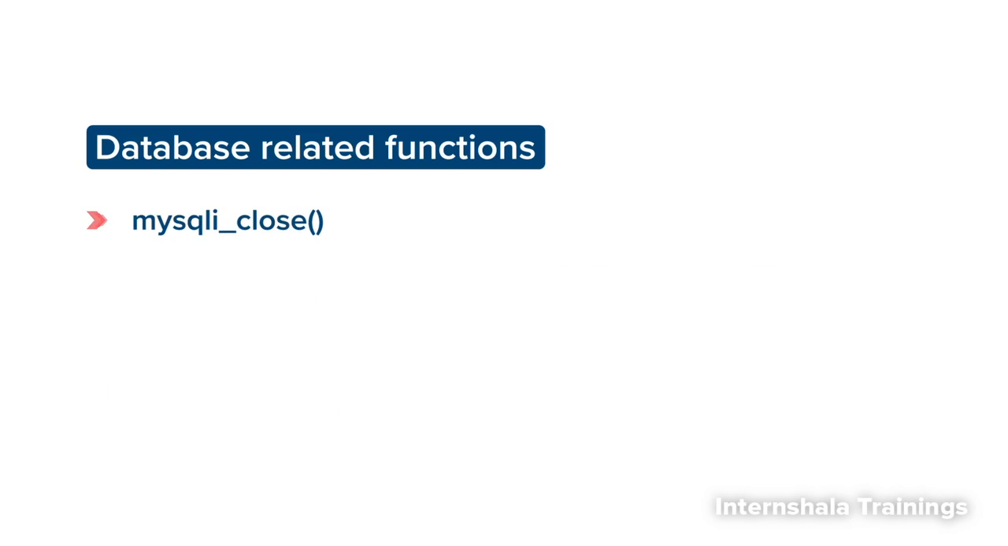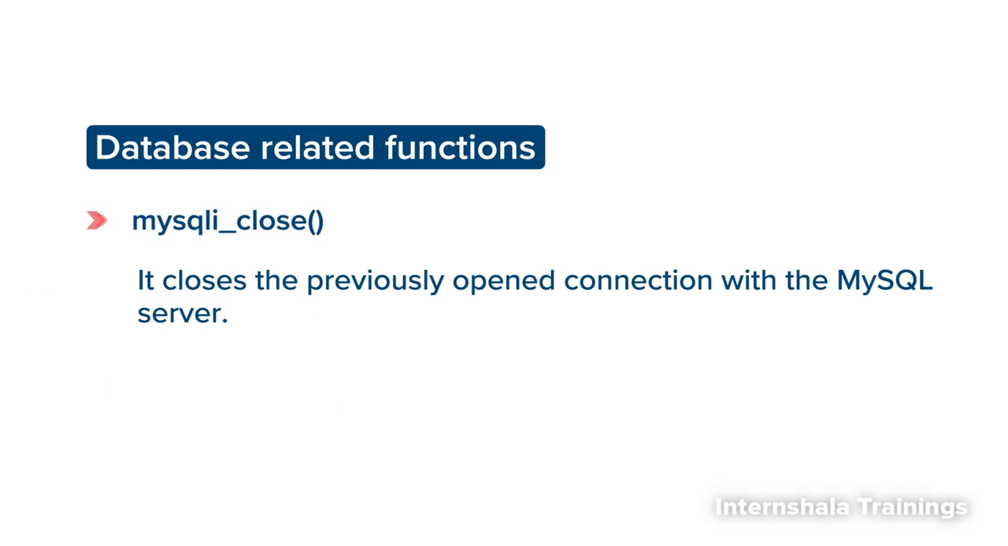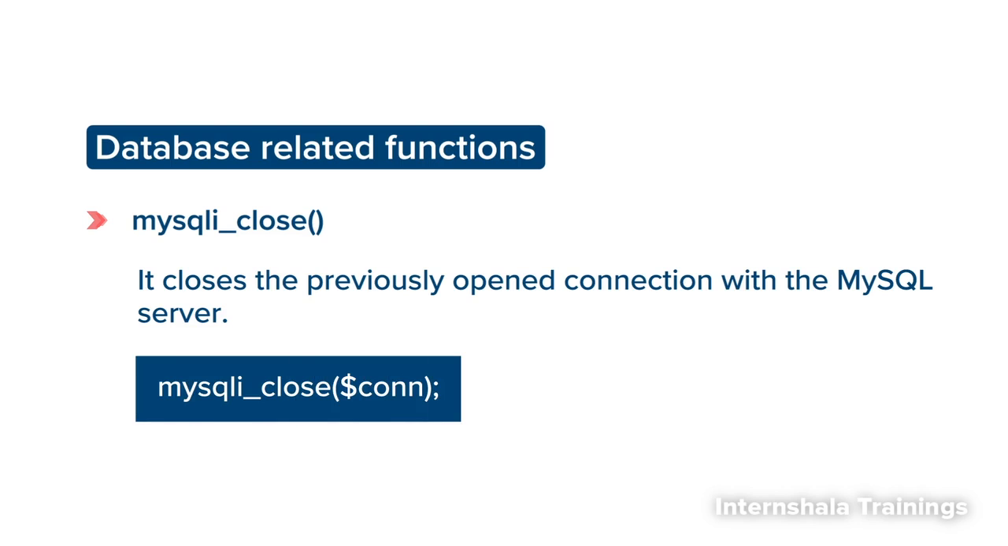Lastly, we have the MySQLi close function. This function closes the previously opened connection with the MySQL server. To close the connection, we pass the connection reference object along with the function name like this. Although the connection with the MySQL server is automatically closed once the entire PHP code is executed, we should close the connection as a good practice as it also helps to free the resources used.